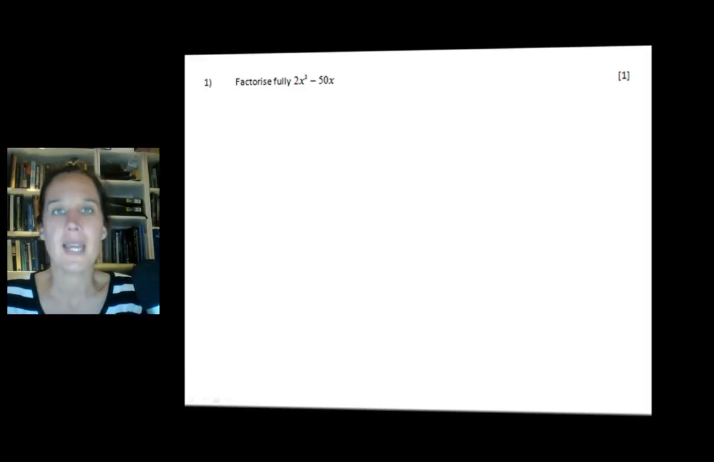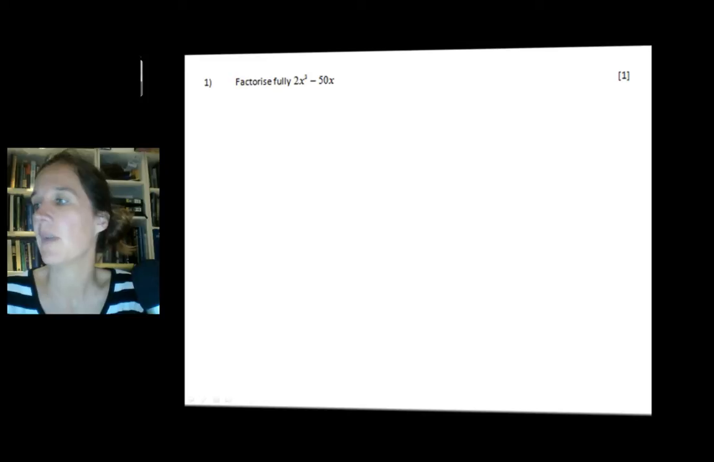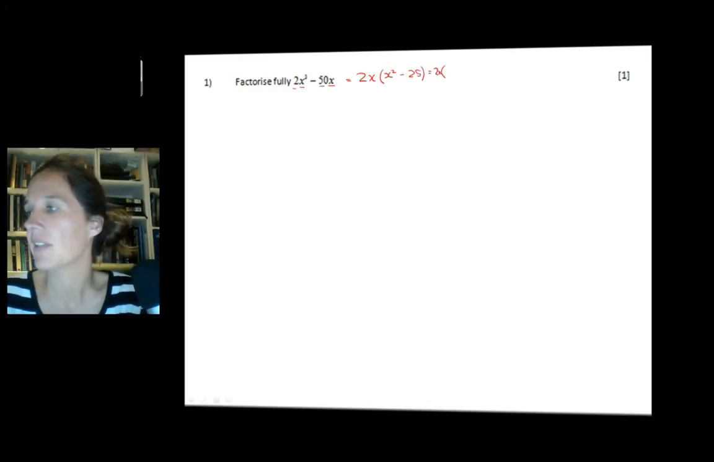Looking at question 1, we want to factorise fully. Here we've got 2x cubed minus 50x. We have x terms in both and both are divisible by 2. So we take our 2x out the front, we're left with x squared minus 25, which is the same as x squared minus 5 squared.